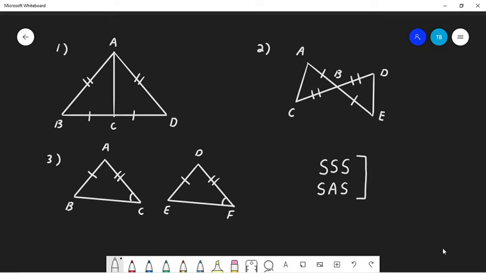And the SAS postulate states that if two sides and the included angle of a triangle are congruent to two sides and the included angle of another triangle, then the triangles are congruent to each other. So let's take all that information and apply it to the problems we see here to see if we can establish which triangles are congruent. So first we'll take a look at number one.